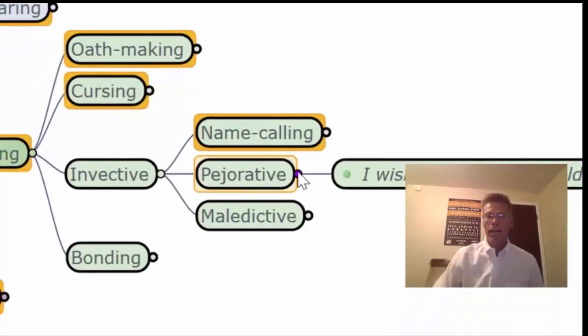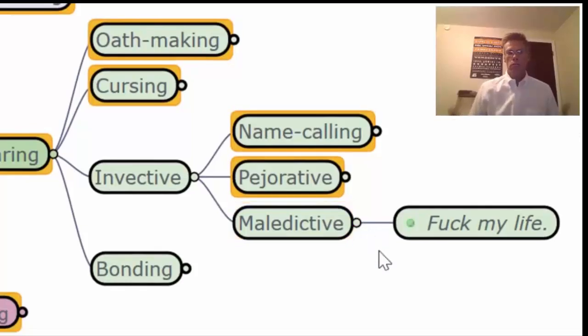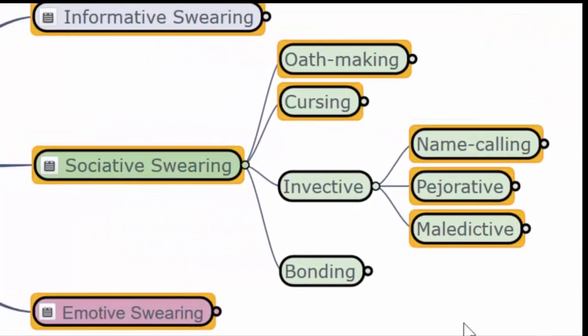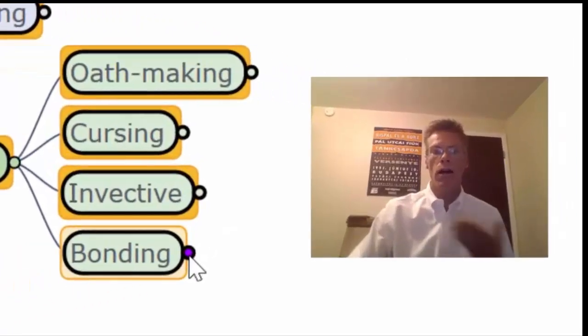And then finally, we've got maledictives, which are just these constructions that we've got for insulting things or others and so on, like "fuck my life" or "fuck you" or "damn you" or "eat shit." Those are maledictives. And then finally, we've got the final type of associative swearing, which I think is an important one.